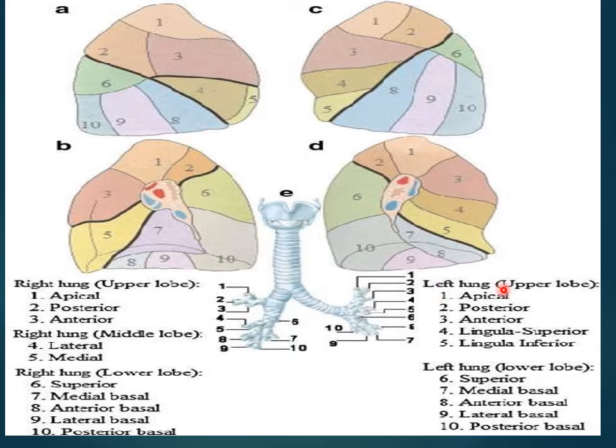Likewise, in the left lung, the upper lobe has apical, posterior, anterior, and the lingula, which we have already discussed, is the tongue-like projection of the upper lobe towards the cardiac notch. It has the superior lingular segment and inferior lingular segment, and the lower lobe has superior, medial basal, anterior basal, lateral basal, and posterior basal bronchopulmonary segments. These segments are separated by thick intersegmental septa, which have clinical significance, which we will study later.